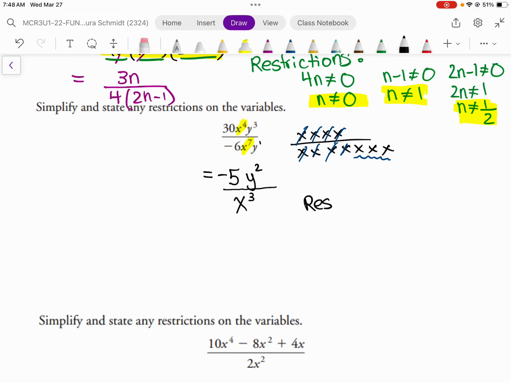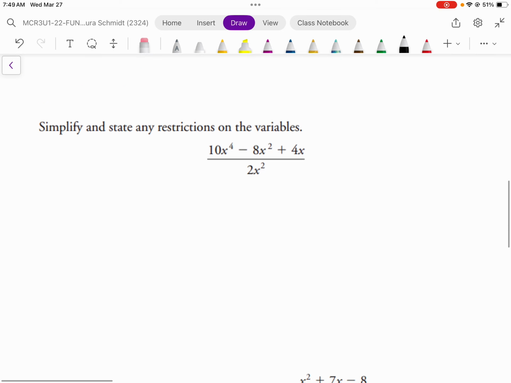And if I had to state my restrictions, remember I don't want my denominator to be 0. So really, I just can't let x equal 0, and I can't let y equal 0. Because if this was 0, 0 times anything is 0. If this was 0, 0 times anything is 0. So, okay, next one.